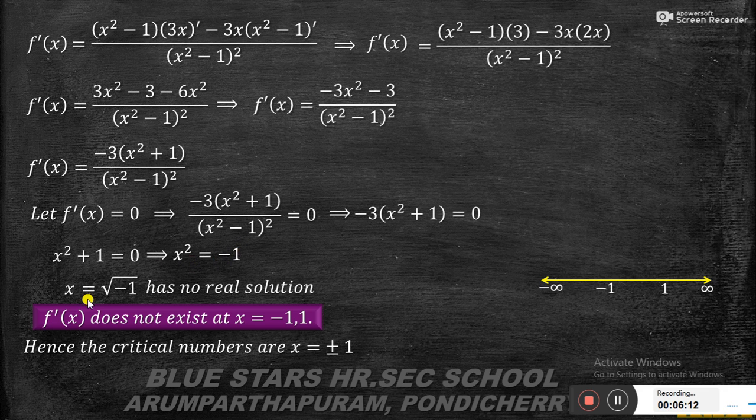So x equal to square root of minus 1 has no real solutions, because the square root of minus 1 is plus or minus i. So x equal to plus or minus i means it is an imaginary solution, no real solutions. Therefore f dash of x does not exist at x equal to minus 1 and plus 1. So hence the critical numbers are x equal to plus or minus 1.